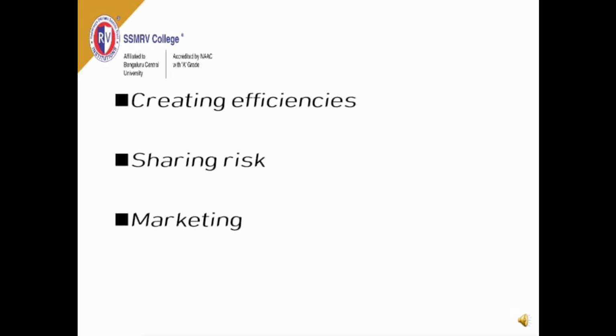Fifth one, sharing risk. Most of the channels buy the product beforehand. They also share the risk with the manufacturer and do everything possible to sell it. Sixth one, marketing. Channels are in direct contact with end customers and help the manufacturer in propagating the brand message, product benefits and other benefits to the customers.